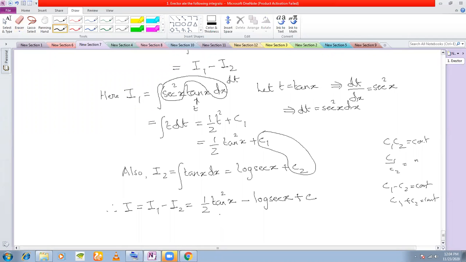You can write plus C here, because C1 and C2 merge to become a single constant. We are not concerned about the value of the constant. Even if you get a product of constants, it is still a constant. I think the substitution method is over.